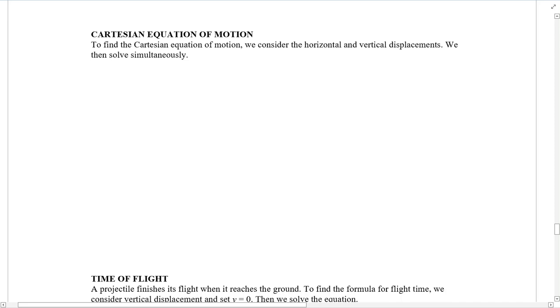Okay, so this is not really a question, it's more of a derivation. It says a Cartesian equation of motion. To find a Cartesian equation of motion, which means we want to know the equation of that projectile in terms of x and y, we want to eliminate the t as a variable because the t is our parameter.